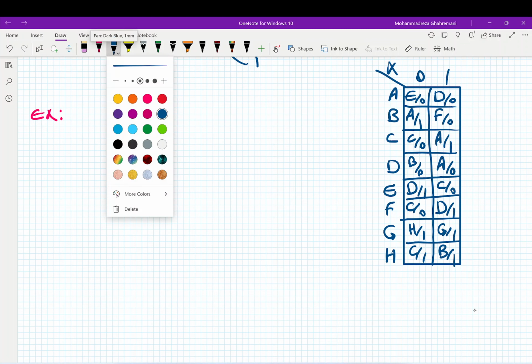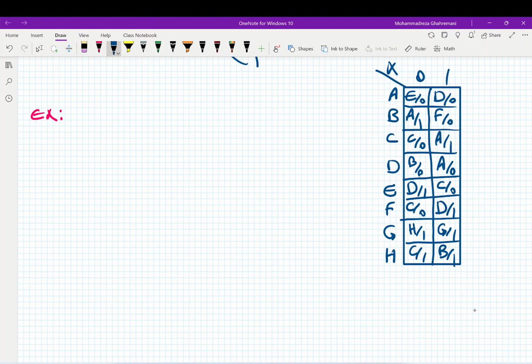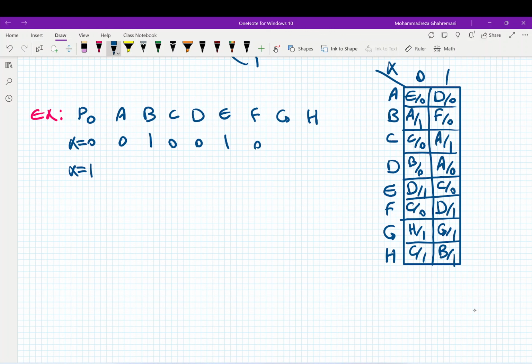So we'll start from P0. So P0, we write all states and show their outputs as a function of input. X is 0, X is 1. So the outputs are 0, 1, 0, 0, 1, 0, 1, 1, 0, 0, 1, 0, 0, 1, 1, 1. These are outputs. So this is P0.